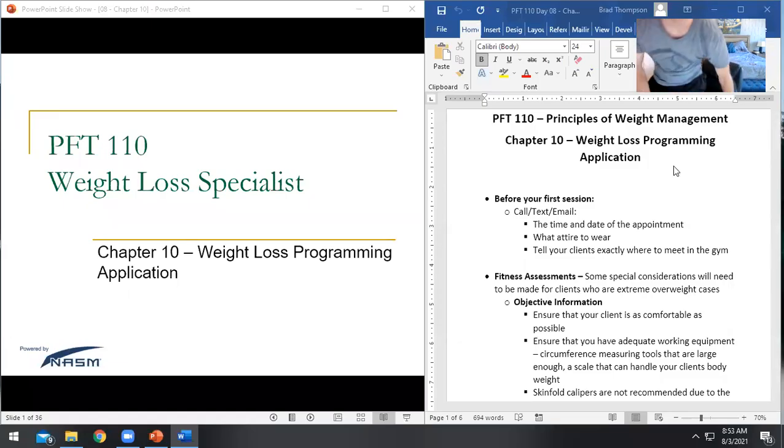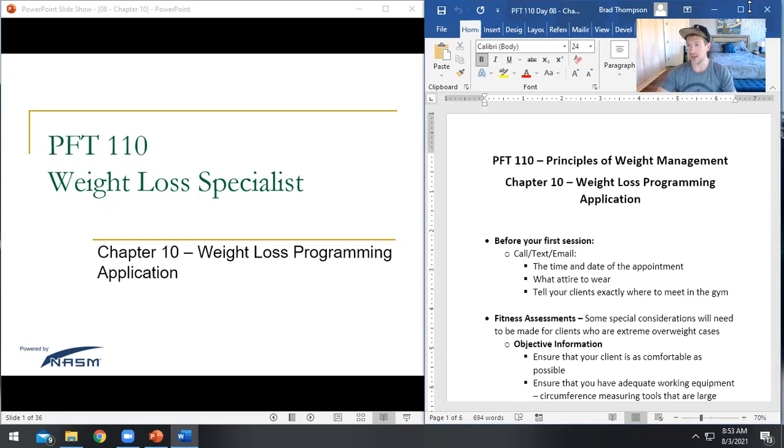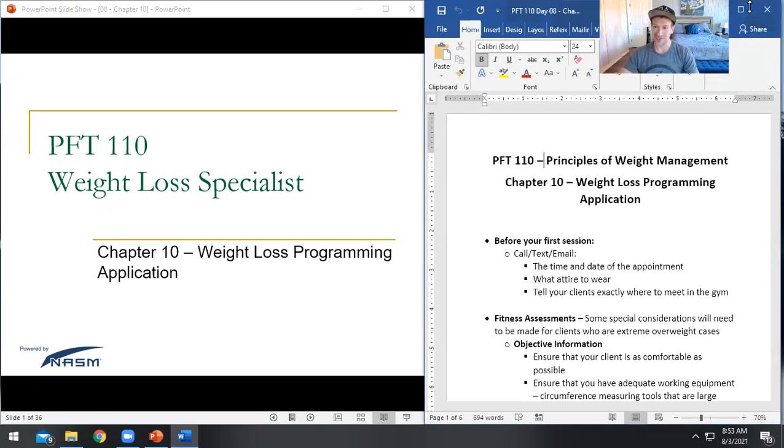All right. So looking at PFT 110's final chapter, weight loss programming applications. At this point, I'm confident to say everybody in here is an expert on understanding how weight is lost or managed, weight is lost, weight is gained, whatever. It's going to be a combination of diet and exercise. We know what type of exercise increases caloric expenditure.